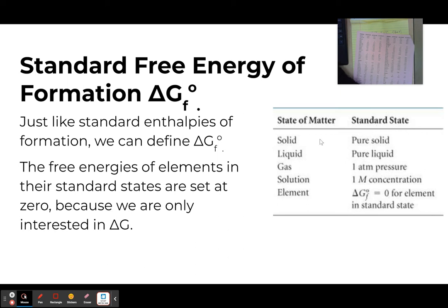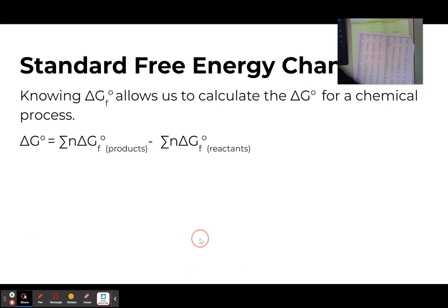So we're at 1 atmosphere of pressure. If you're talking about a solution, it's 1 molar. And if we're talking about an element, delta G of formation is going to be 0 at its standard state. So now we can pull out our green sheet. Sorry, I jumped ahead of myself.